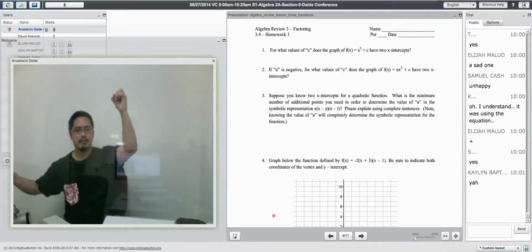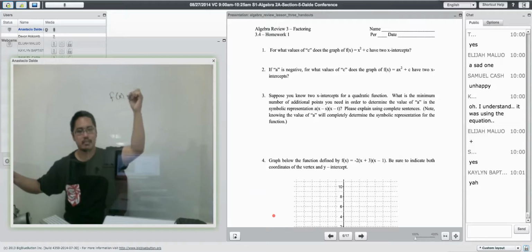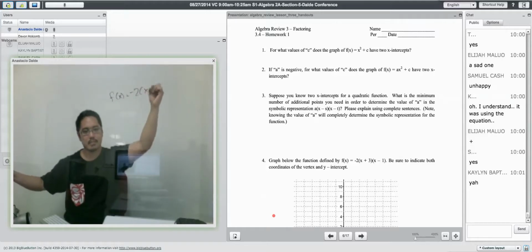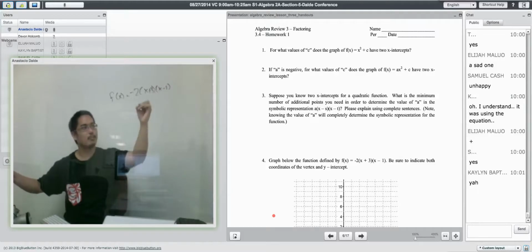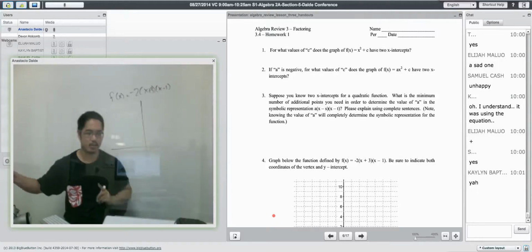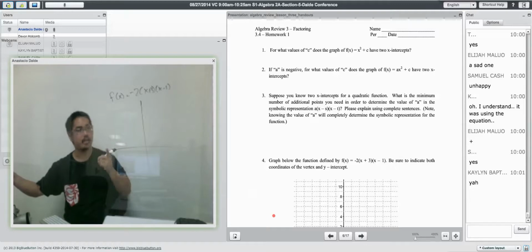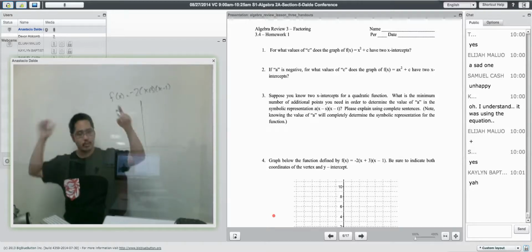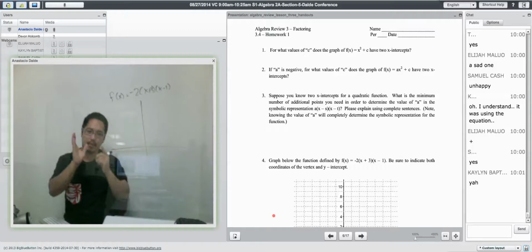I'm going to graph this: f of x equals minus 2 times (x plus 3) times (x minus 1). And here's where I'm arguing that the time we spent talking about how this graph is going to work is actually really going to help you out. Immediately, just looking at this, is my parabola happy or sad?